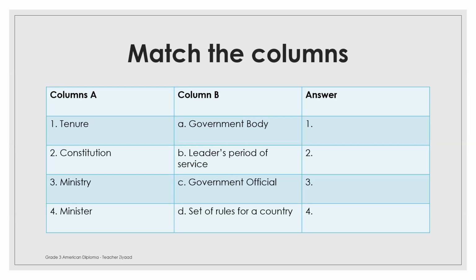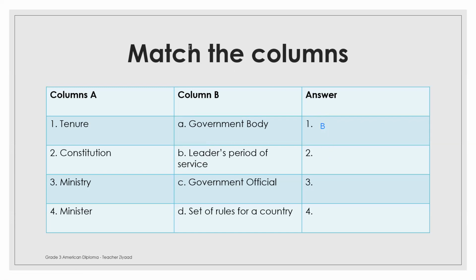You'll notice that I didn't put any answers in, because I'm going to annotate that for you while we're doing it. Number 1 is tenure. It speaks about a period of time someone is allowed to rule in a country. So number 1 would be B, because we are speaking about a length of time that someone gets to rule.